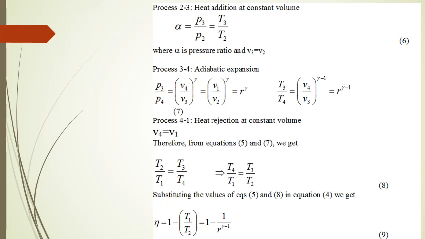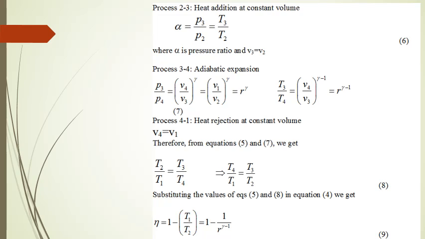There is one more parameter which is alpha, and that is the pressure ratio. So alpha is equal to P3 upon P2, and that is also equal to T3 upon T2, because volume is constant, so the gas law is applicable. P into V upon T is equal to constant. That is what we have applied over here. Process 3 to 4 is adiabatic expansion. So P3 upon P4 is equal to V4 upon V3 raised to power gamma.